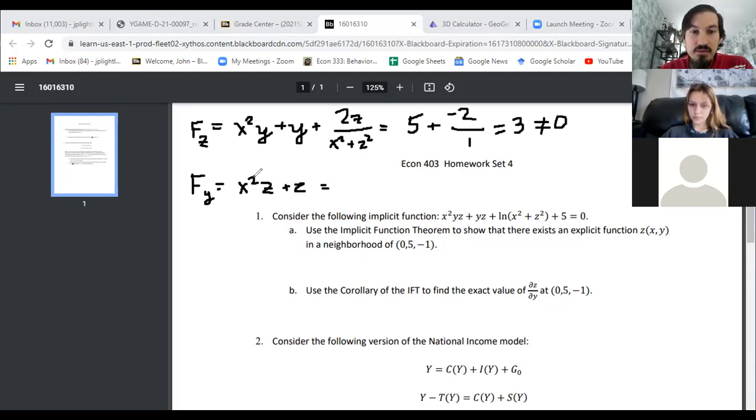I plug in x equals 0, that goes away. z is the only thing that's left, and it's -1. Does that seem right? So use the corollary to find the exact value of this. The answer is negative F_y over F_z, which is 1/3. You agree? You see how I got 1/3? No questions about that? Okay, good.